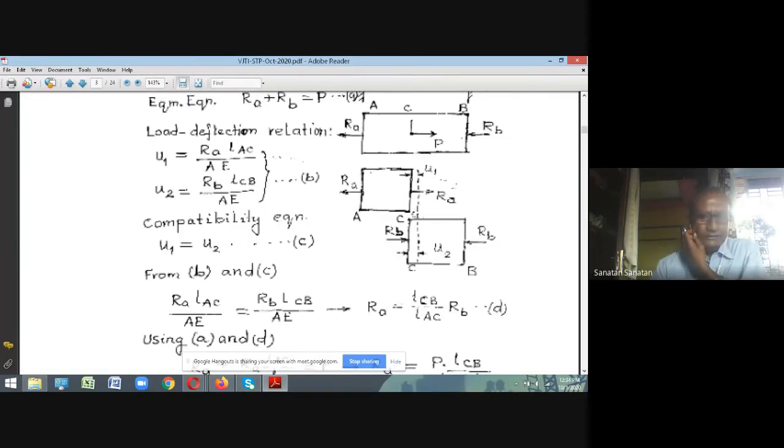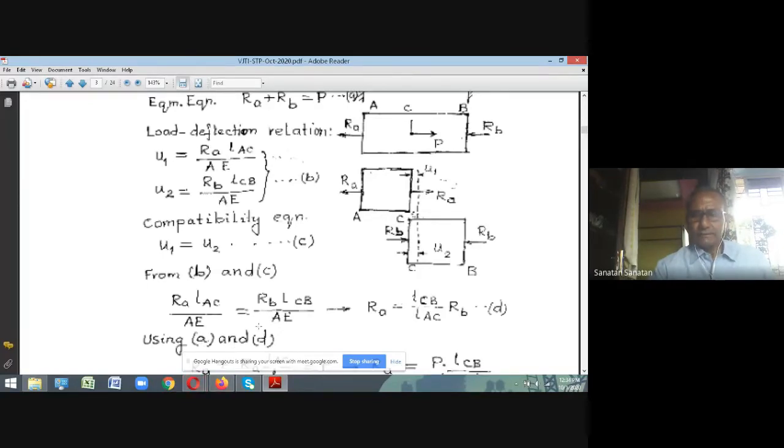Now, how do we determine the forces? How do I get one extra equation to have the problem of indeterminacy overcome? What is that? If we try to talk about that, this point C would have a common displacement. You see, this point C is going to move to the right.